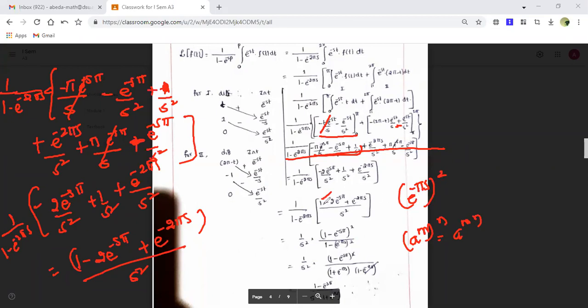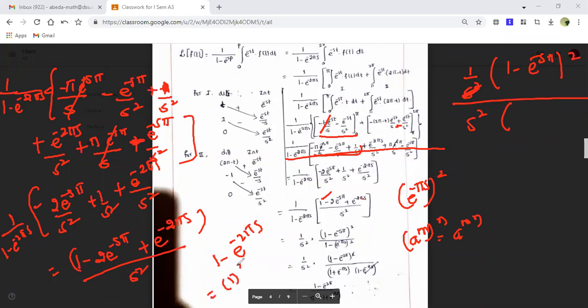So this is a square plus b square minus 2ab, which means a minus b the whole square. So 1 by s square, 1 minus e to the power minus s pi the whole square, divided by, this s square is down only, so this is s square into this one. You can observe down, it is 1 minus e to the power minus 2 pi s. So this can be written as 1 square minus e to the power minus pi s the whole square.